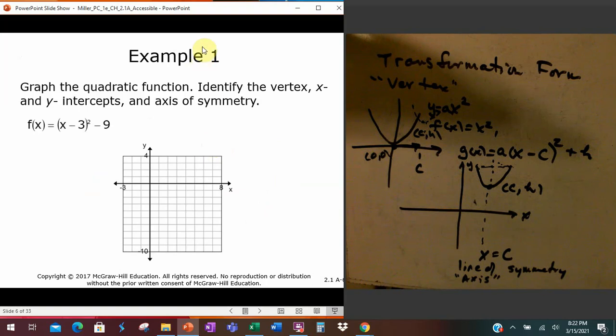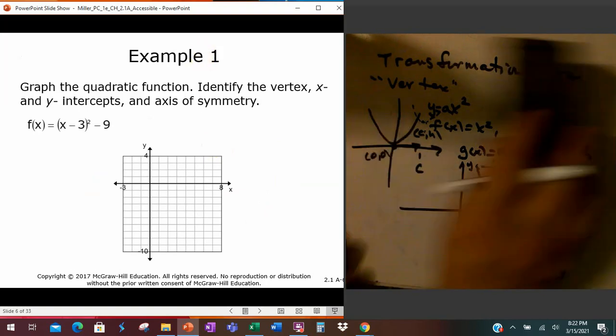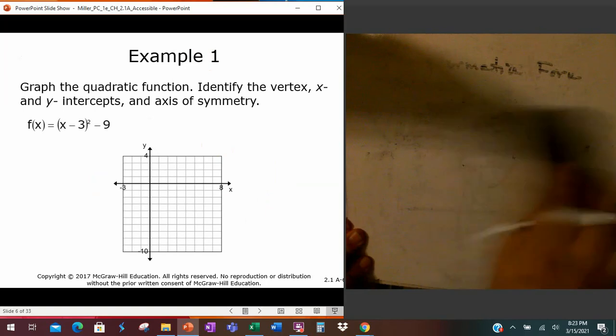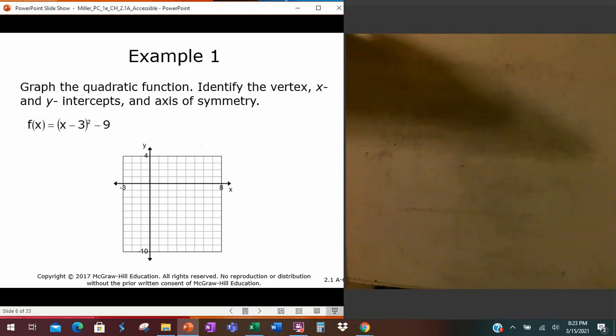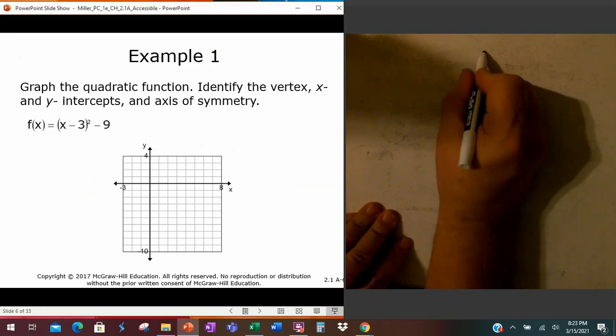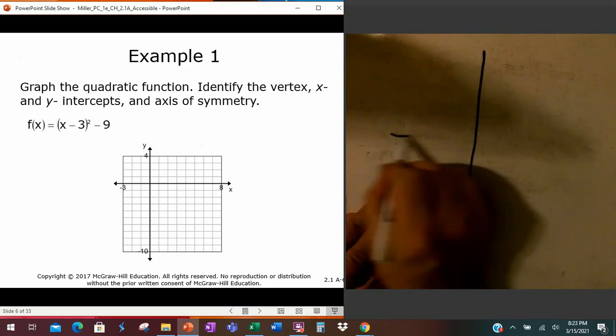So we're going to use that to graph this, and we're going to add some information. We'll pick it up from here's the basic and then go from there. So I'm going to try to do this in the middle of my board here.